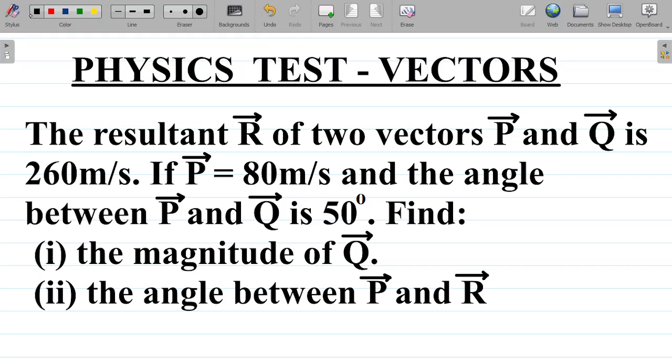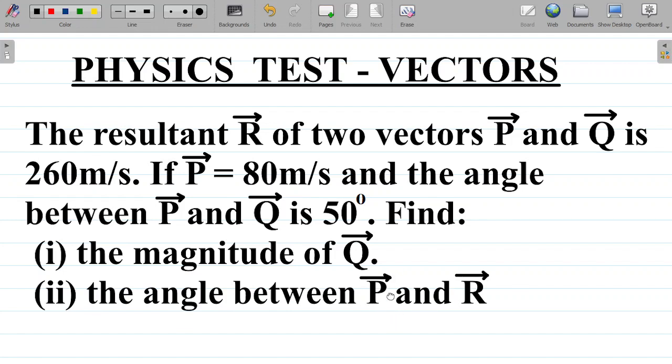In this video, I'll be trying to solve a physics test question on vectors. The question says the resultant R of two vectors P and Q is 260 meters per second. If P is equal to 80 meters per second and the angle between P and Q is 50 degrees, find (I) the magnitude of Q, (II) the angle between P and R.